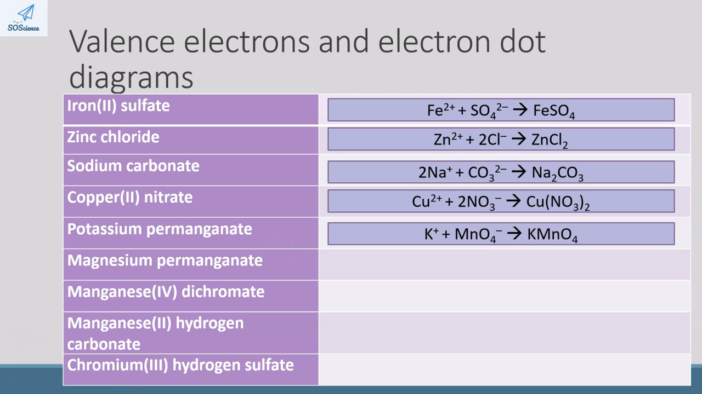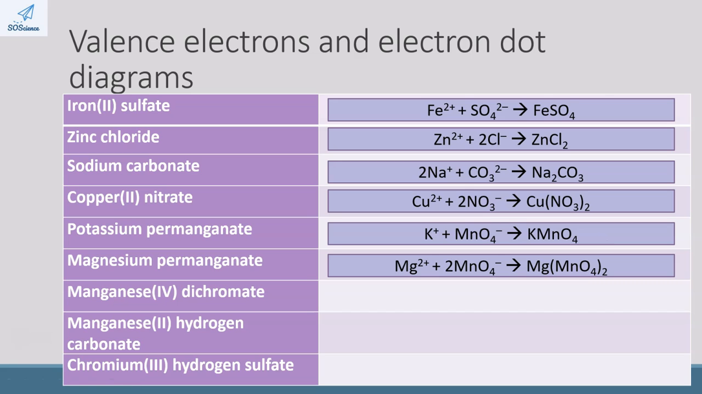Potassium permanganate. The potassium ion is K+, and the permanganate ion is MnO4−. We need to balance these charges in a 1-to-1 ratio, resulting in KMnO4.